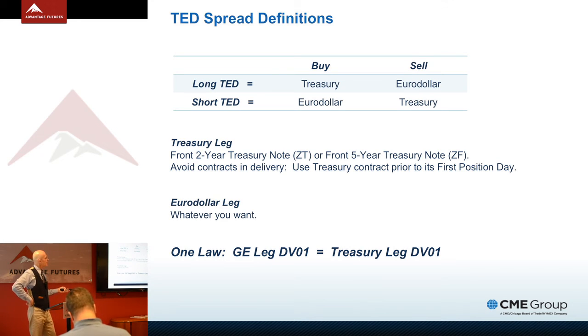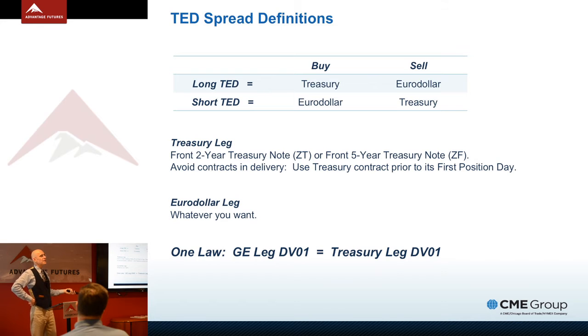So with that as the enticement for talking about this, let's just get a little bit of vocabulary down. I think most of you know this already. It may sound like I'm condescending, but I don't like to leave anybody behind. If I'm buying the TED, what am I doing? I'm buying the Treasury exposure, I'm selling the Eurodollar exposure. Vice versa if I'm selling the TED.